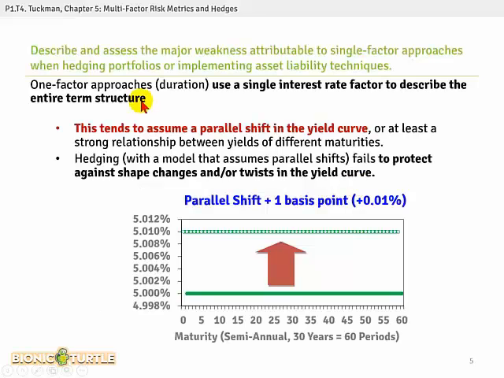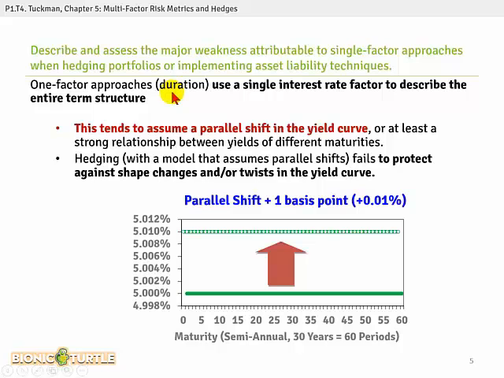And so the first learning outcome is: describe and assess the major weaknesses attributable to single-factor approaches when hedging portfolios or implementing asset liability techniques. So a key phrase here is the single-factor approaches. Now, we tend to use duration under the single-factor approach.